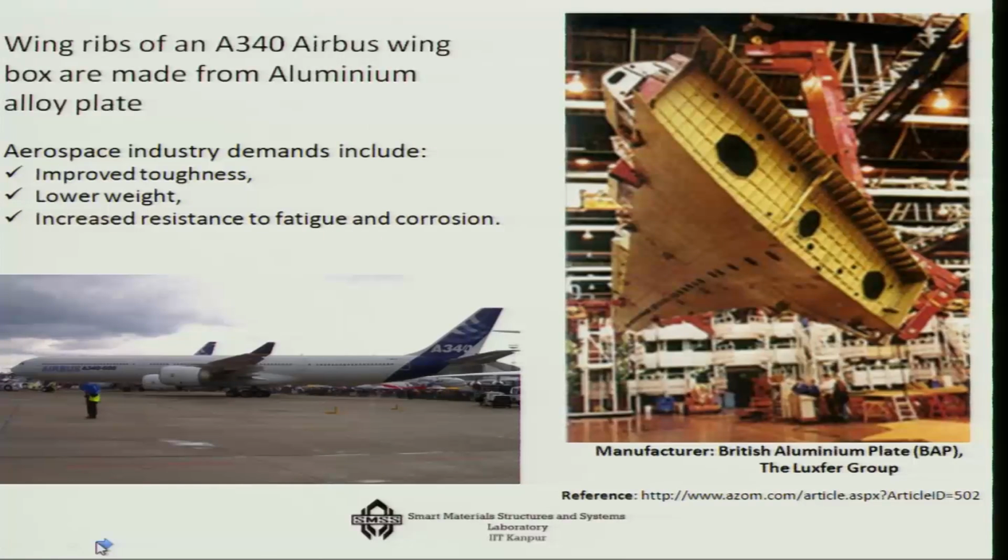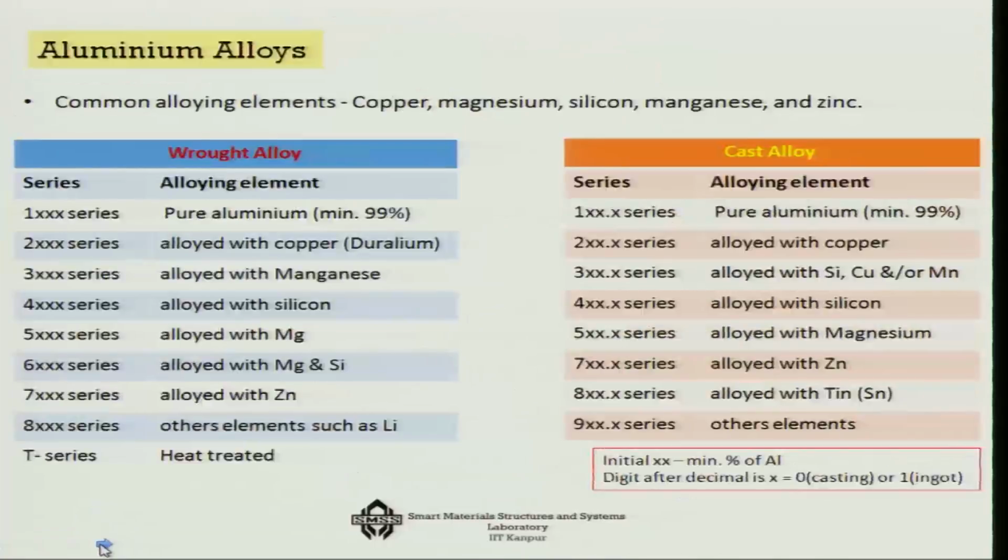Now, not only in the automobile transportation sector, but today if you look at the aircraft transportation sector, let us say the A340, the wing part of the A340 is actually made of an aluminum alloy based plate. Here, as you can see, this is a wing box. This is preferred because it has improved toughness, of course lower weight, and it has increased resistance to both fatigue as well as corrosion. So, that is the point why even the aircraft industry has got interest in aluminum based systems.